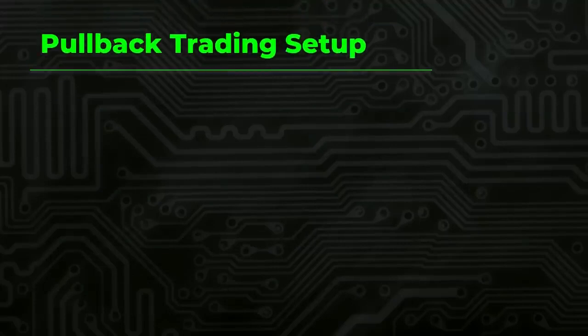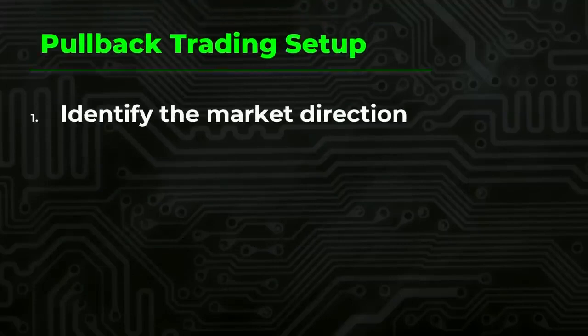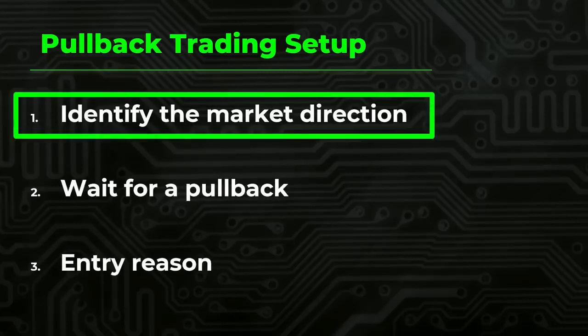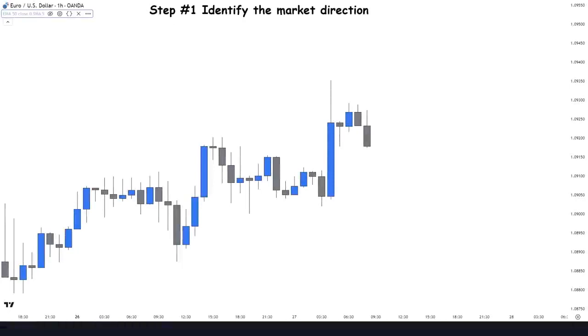This strategy consists of 3 major steps in both trading models: identifying the market direction, waiting for a pullback, and entry reason. So let's start with the first step: identifying market direction. In this step, we apply a simple concept to identify the market direction, because we want to trade with the controlling side of the market.